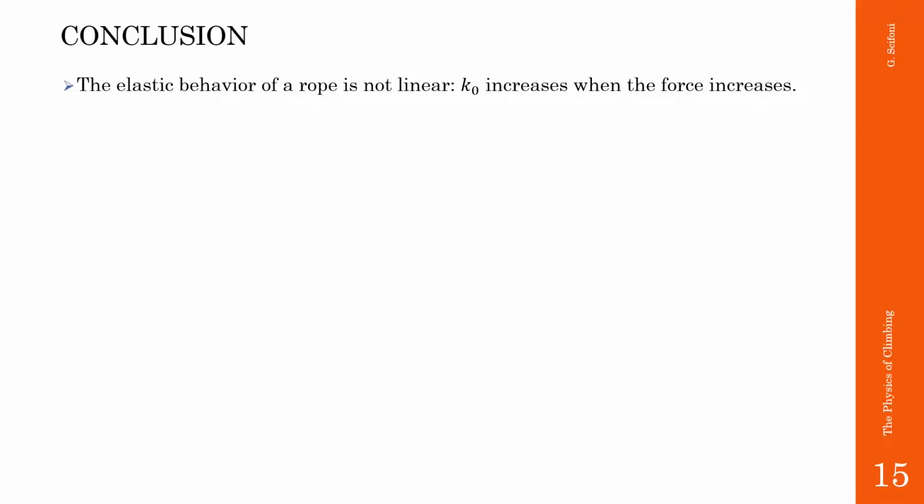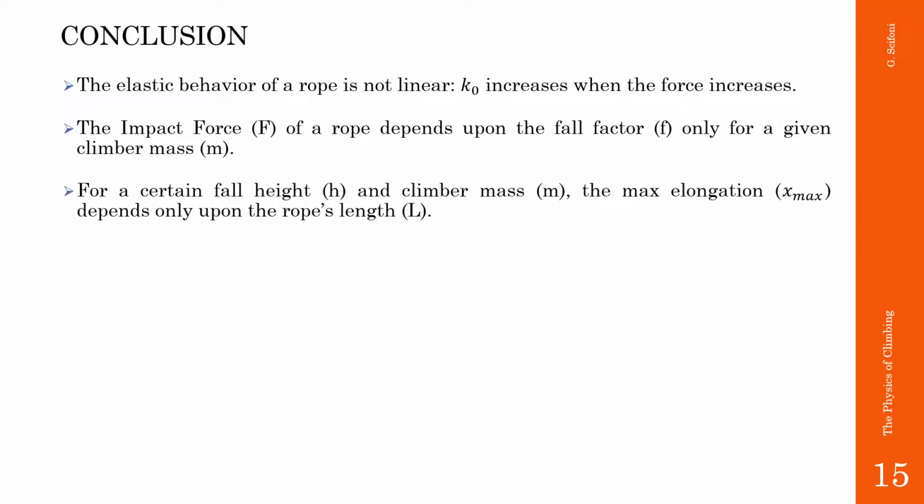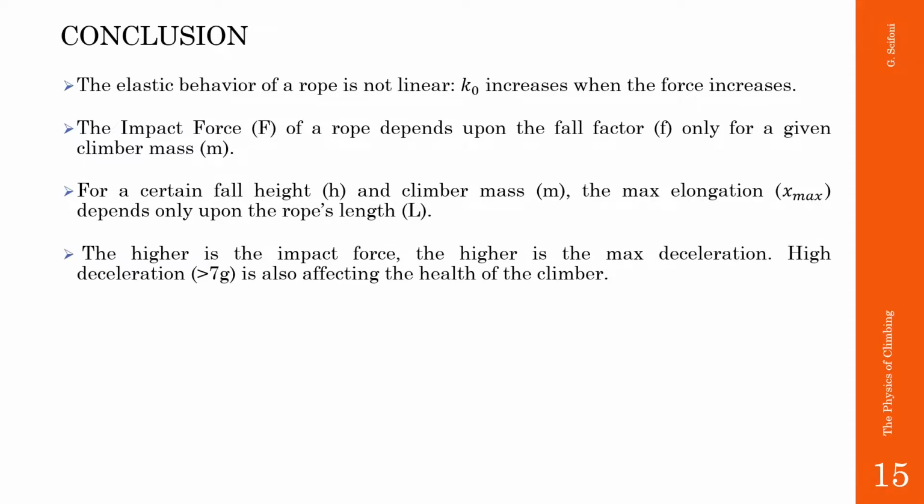Now some final considerations. The elastic behavior of a rope is actually not linear. K0 is not a constant, but increases when the force increases. The impact force of a rope depends upon the fall factor only for a given climber mass. For a certain fall height and climber mass, the maximum elongation depends only upon the rope's length. The higher the impact force, the higher the maximum deceleration. High deceleration, greater than 7g, also affects the health of the climber.